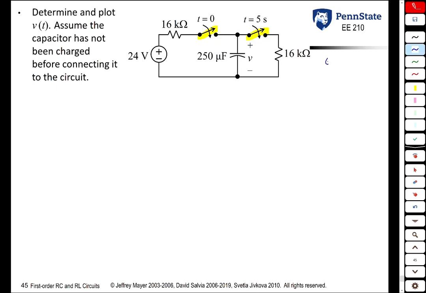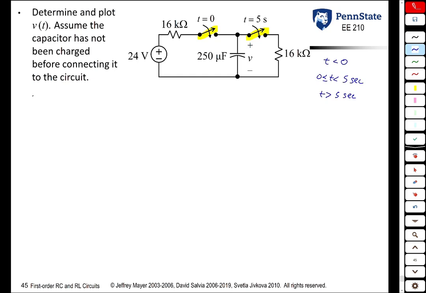We have t less than 0, that's going to be DC steady state. Then we're going to have the time between 0 and 5 seconds. And finally, we're going to have time greater than 5 seconds.